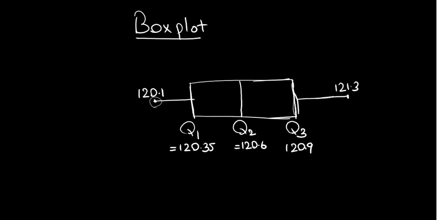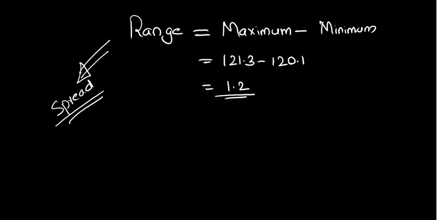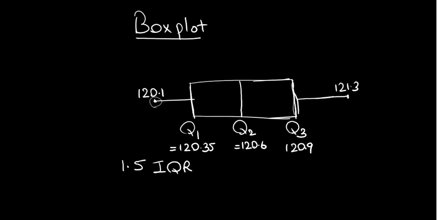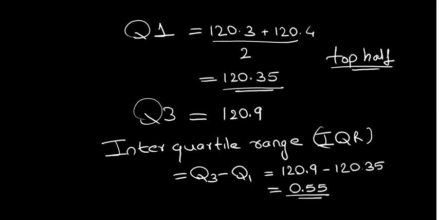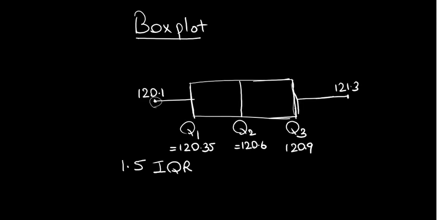Typically in software, for example Minitab, the whisker length is restricted. You cannot have a whisker length more than 1.5 times the interquartile range. We have calculated the interquartile range, which is Q3 minus Q1, 120.9 minus 120.35, and that is 0.55. So it will be 1.5 into 0.55, which is 0.825. So you can have a maximum whisker length of 0.825 on either side. In this case the data lies within that, so there is no problem.